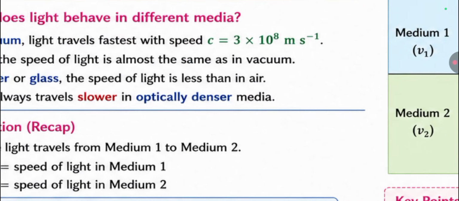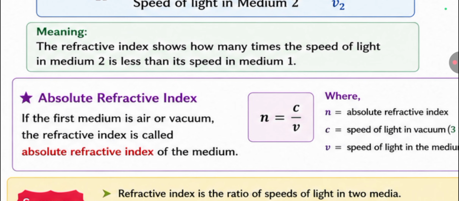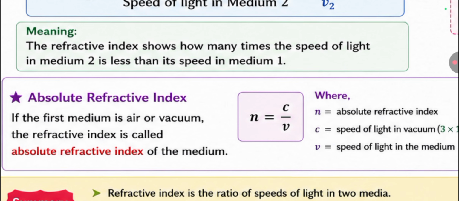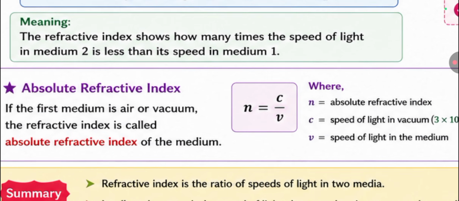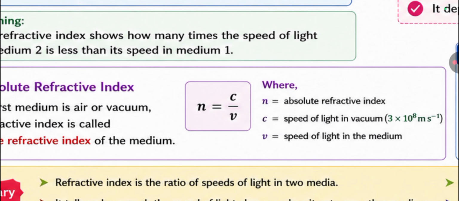here we have to learn about absolute refractive index. If the first medium is air or vacuum, the refractive index is called the absolute refractive index of the medium. Okay, that formula is given here. N is equal to C by V, where N is the absolute refractive index, C is the speed of light in vacuum, that is 3 into 10 to the power of 8 meters per second. It is constant. And V is the speed of light in the medium. Okay.